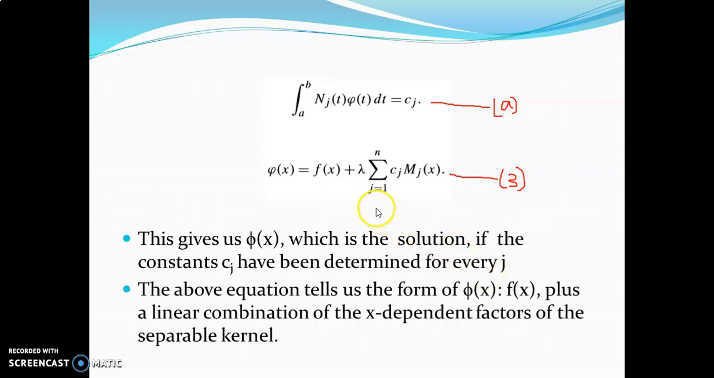So if n is equal to 2, the solution is phi of x is equal to f of x plus lambda into C1 m1 plus C2 m2. So the above equation tells us the form of phi of x. It is equal to f of x, the non-homogeneous term, plus a linear combination of x-dependent factors of the kernel. X-dependent factors are m1, m2, m3, etc. So if we have 2 terms, we have m1 and m2 only in the kernel.